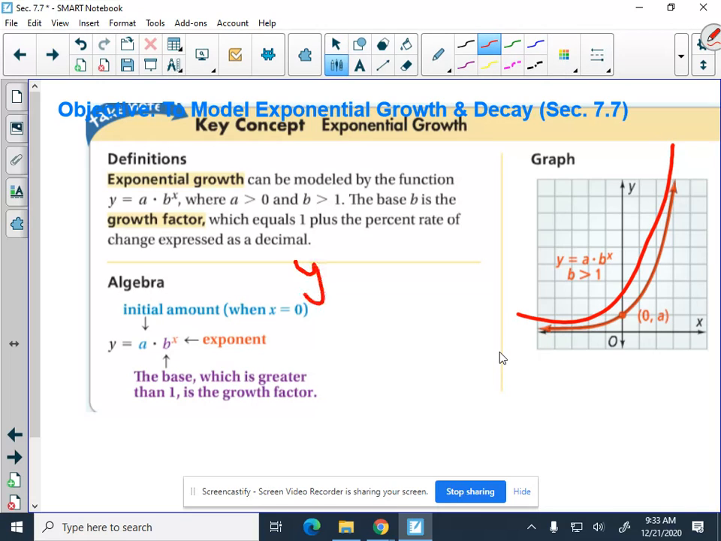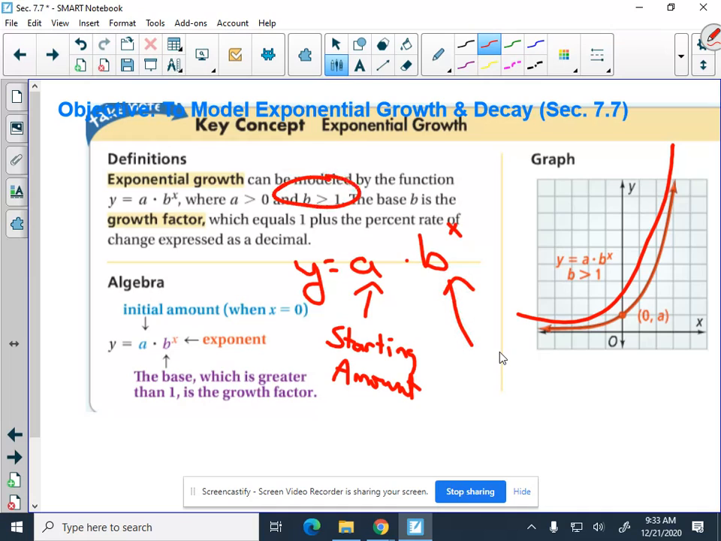When we look at this, we've been dealing with this y equals a times b to the x. This value is the starting or the initial amount. Many times they'll call it the starting amount, but it's what you start with, the a value. The other value, b, has to be bigger than 1. So for example, it could be 2. That means it's going to double. It could be 3. That means it's going to triple, but it has to be bigger than 1.